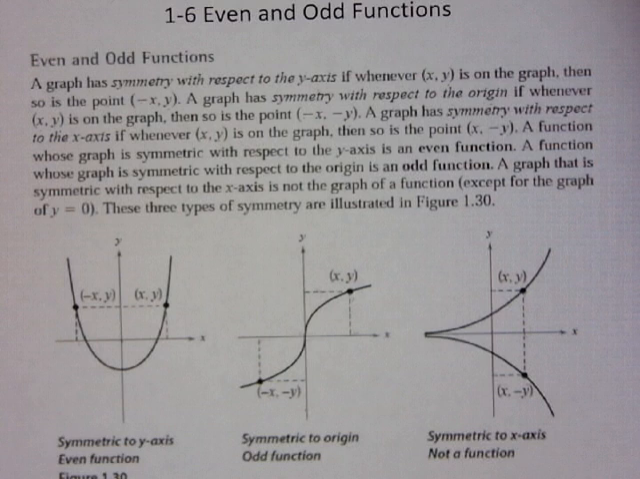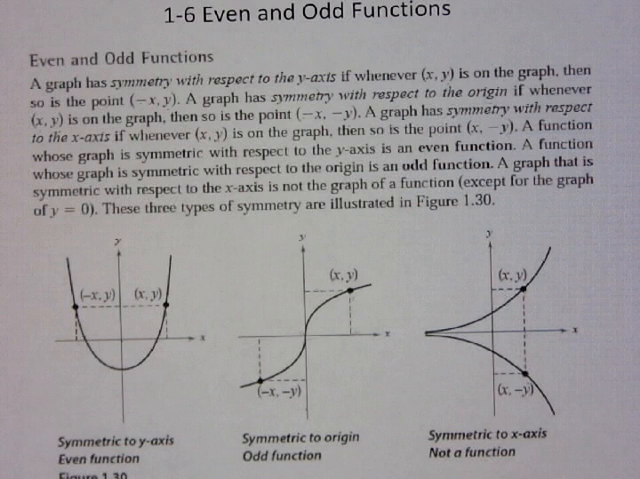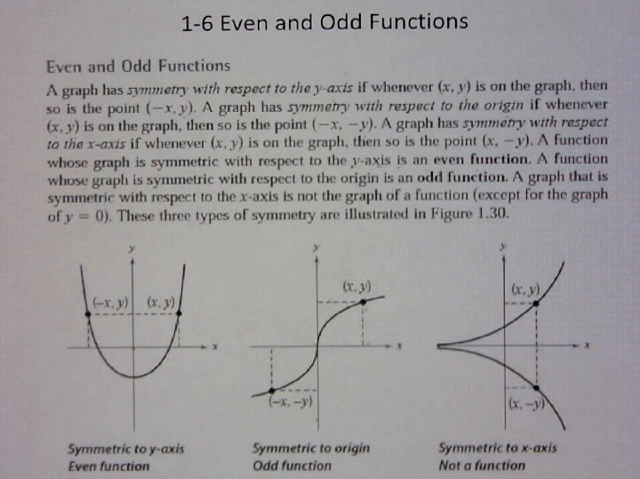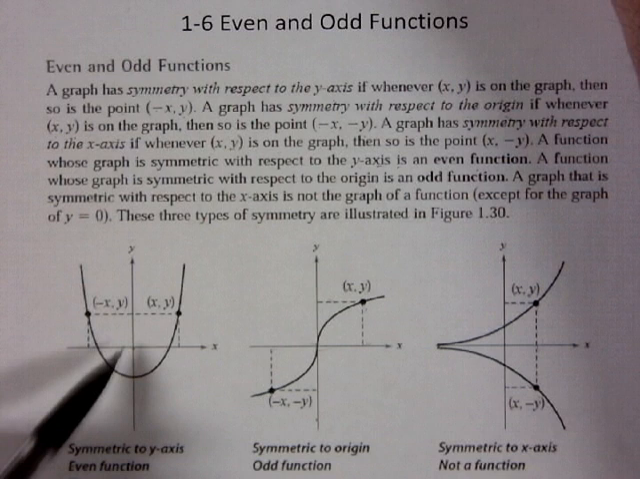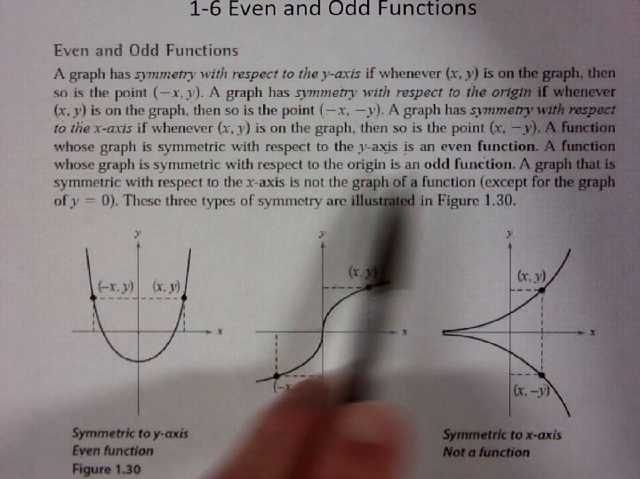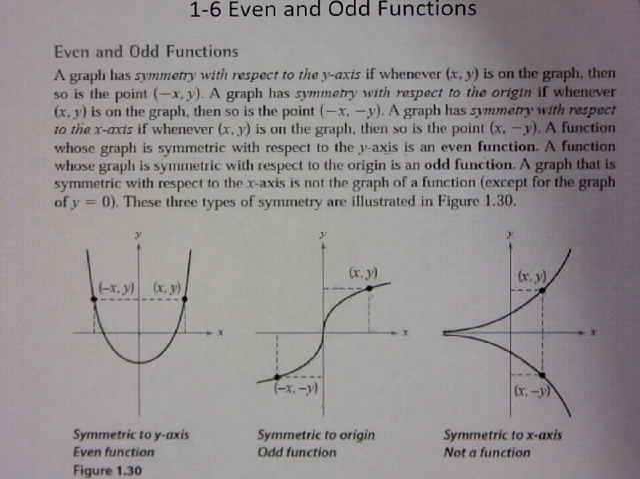Now, when we're talking about even and odd functions, if the graph is symmetrical with respect to the y-axis, it is an even function. If you've got the graph of a function and that graph is symmetrical through the y-axis, then we know that function is even. If the graph is symmetrical with the origin, then it is an odd function. Any graph that's symmetrical with the origin would be an odd function.